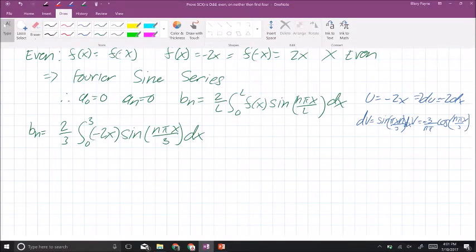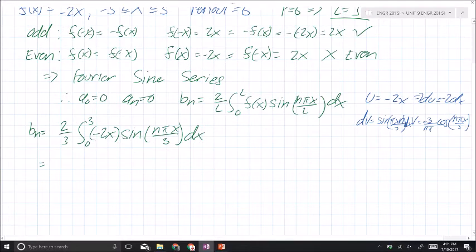So this implies that our integration for b sub n equals uv, which is negative 2x, times, and let's not forget that 2/3. All right. So we have our 2/3 times everything. So that's negative 2x for our u, our v being negative 3 over n pi times cosine of n pi x over 3. All right, make sure I got that. And this would go from 0 to 3.